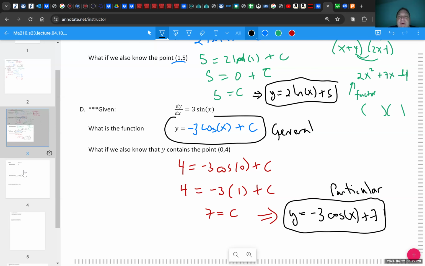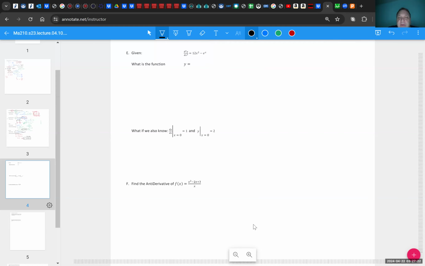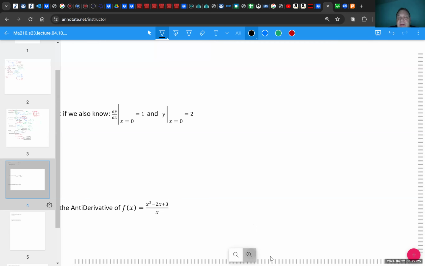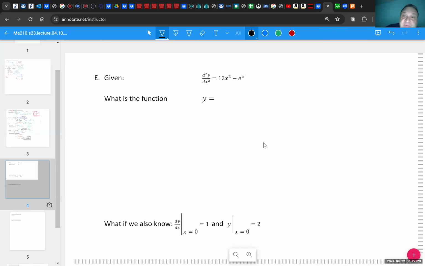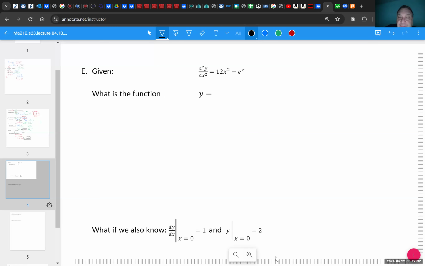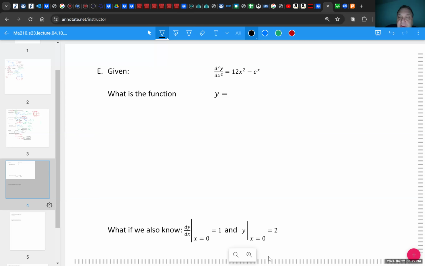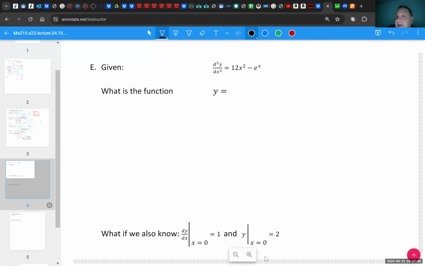All right, so I got a couple more examples for you. Not really too much different, but some little things that might be helpful when you're doing homework and more complicated looking problems. So in example E, I have been given the second derivative. The second derivative is 12x squared minus e to the x, and I'm still looking for the function. This definitely looks a little bit different, because before we were given the first derivative, and now we were given the second derivative. However, our process is really going to be the same.